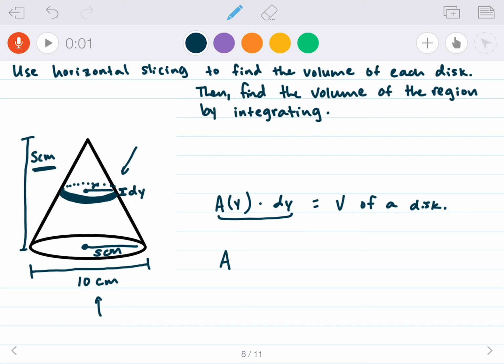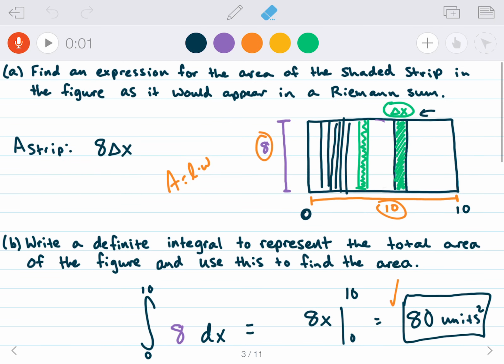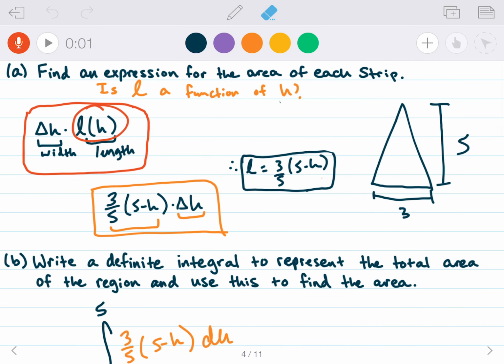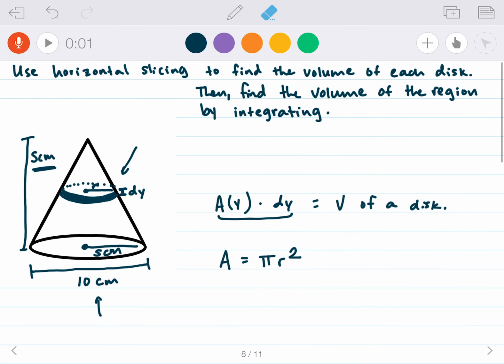Well, remember, the area of a circle, so the area of that base, is going to be pi r squared. But remember, the radius is changing with respect to y. So we need to put the radius in terms of y. And how do we do that? Well, we're going to use similar triangles in a similar way to what we did earlier, right here. So let's see if we can visualize this.